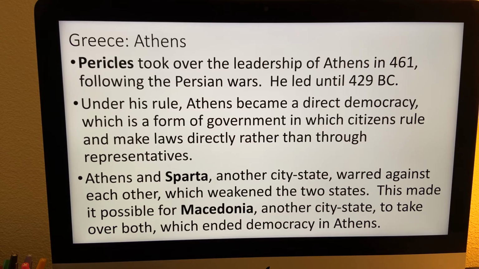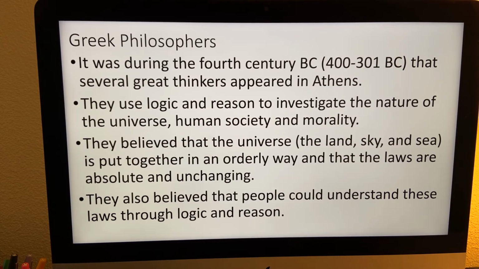So Athens, one of the things that characterizes Greek city-states is that they were always at war with one another. And so Athens and Sparta, another city-state, were at war with each other quite a bit, and because they were at war with each other all the time, that weakened their states. And that allowed for another city-state, Macedonia, to come in and take over them both. And that ended democracy in Athens for a while.